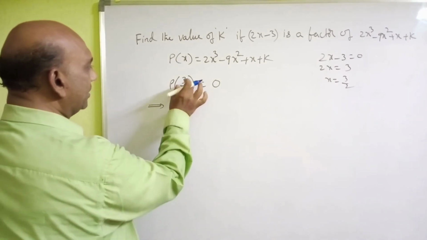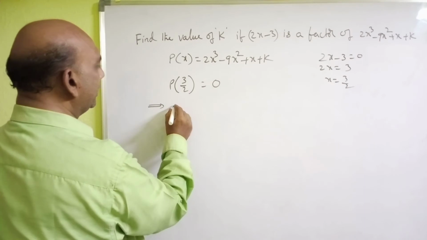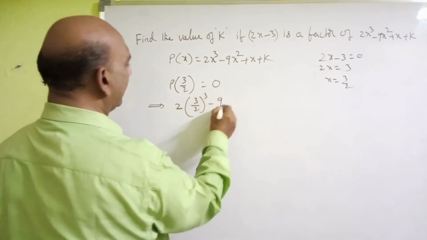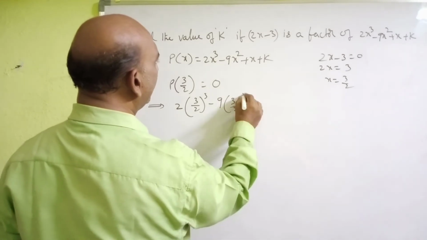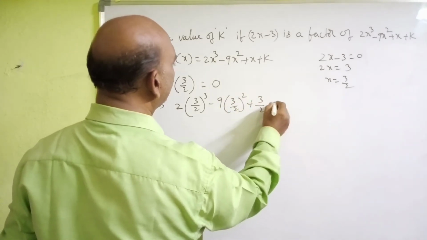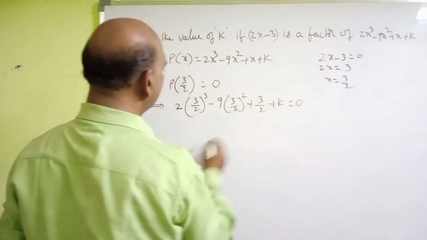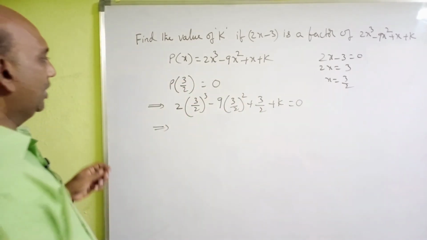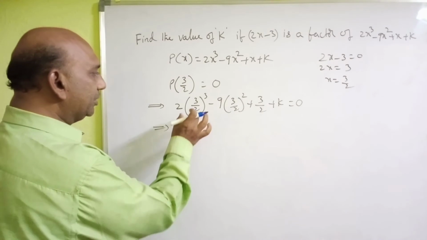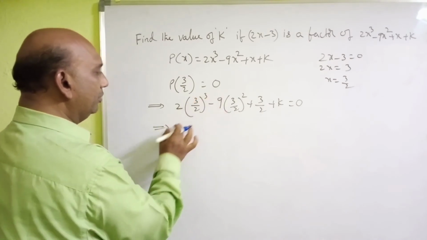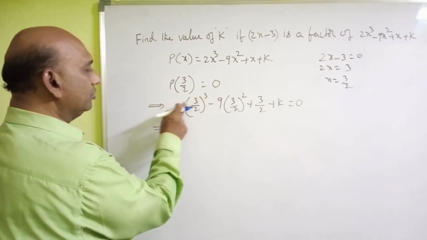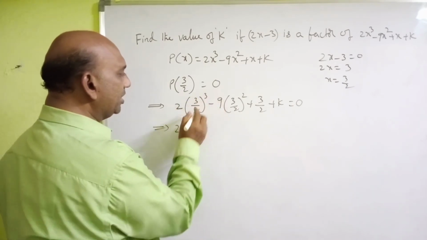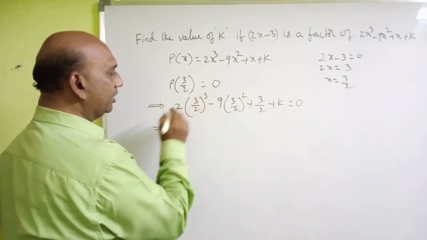This implies substitute 3 by 2 in place of x. That is 2 of 3 by 2 whole cube minus 9 of 3 by 2 whole square plus 3 by 2 plus k equal to 0. So we want to find the value of k. Now 2 of 3 by 2 whole cube, without cubing this 3 by 2, we should not multiply this 2 with this. Now 2 of 3 by 2 whole cube means we have to cube both numerator and denominator.